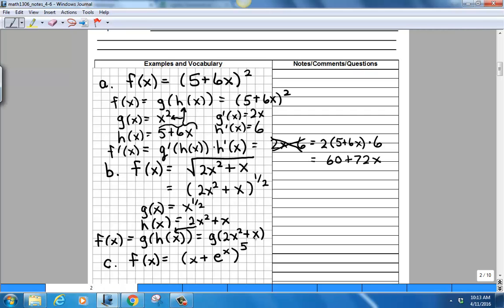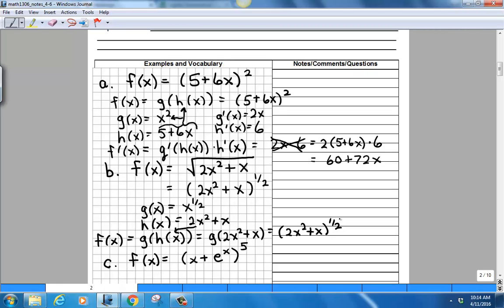And then what does the function g do with its input? It takes all of its input and does what? It just raises it to the 1/2 power, right? So g of 2x squared plus x means I'm just going to take 2x squared plus x and raise that to the 1/2 power. Okay. And that's it.